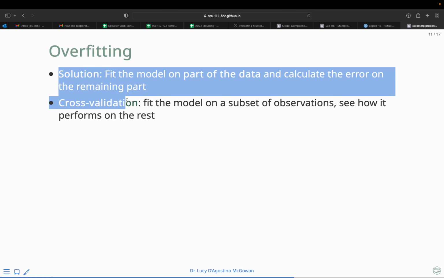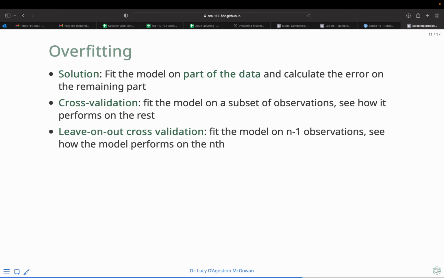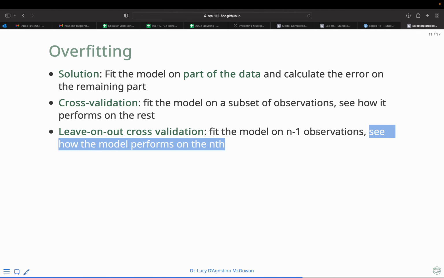This is sometimes referred to as cross-validation. Basically, it means you fit the model on a subset of observations and see how it performs on the rest. Then you do this many times and average across the whole data set. There's a special case called leave-one-out cross-validation, which means that you fit the model on n-1 observations, all your observations except one, and then you see how it performs on the nth, the final one that wasn't in the original data. You do this many, many times, dropping one at a time, and then average your results. Then you pick the model that has the minimum error within your test sample.